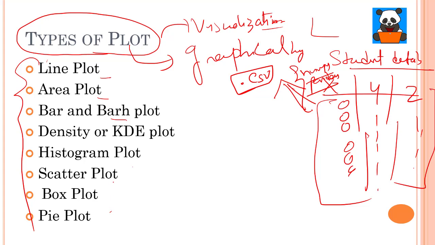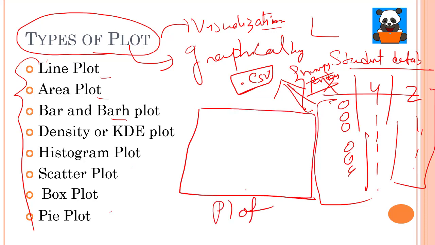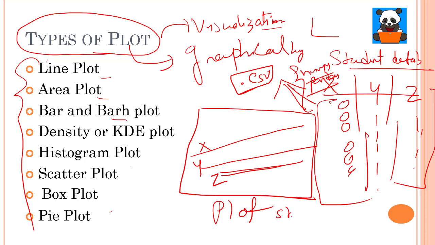We'll start with the first plot, the line plot. It is denoted with a line. When we have a database like X, Y, Z and want to plot it, this is my plot diagram, and the plot will be drawn in a line way like this. This is the line for X, this is for Y, this is for Z. These three represent my three columns of the database, which is the student details. This is how we use the line plot in visualization.